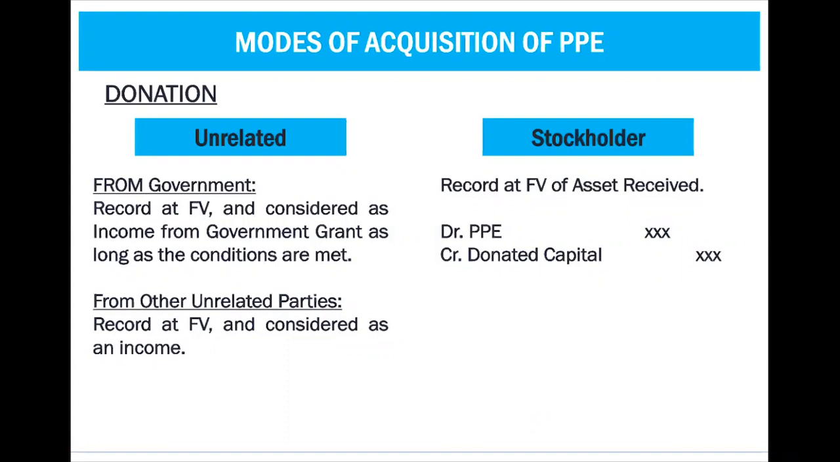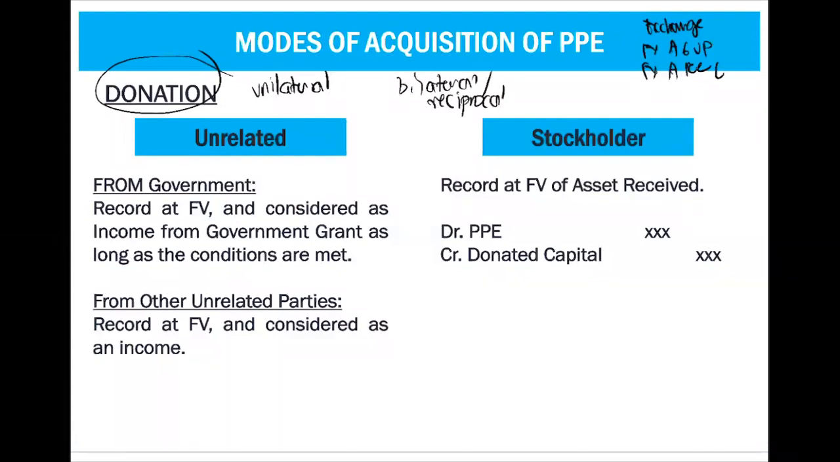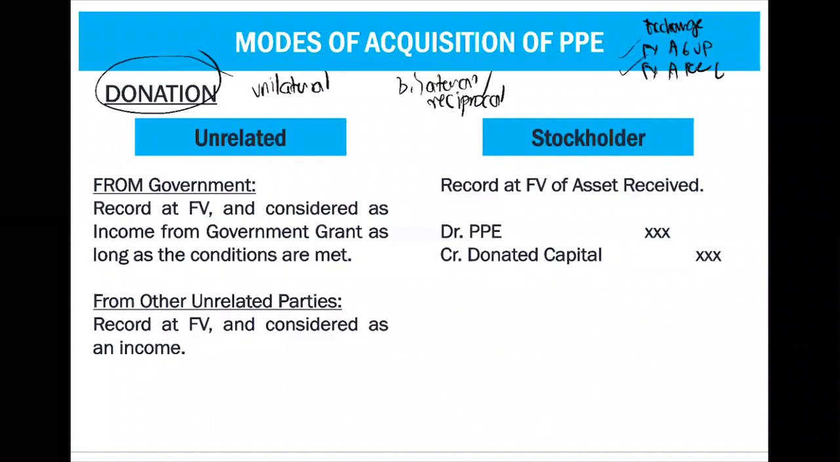Okay? So again, donations should be grouped either as donation from unrelated parties or donation from your stockholder. So we start first from your donation from your stockholder. Remember your GRG, whenever there is an exchange, fair value of asset given up, fair value of asset received. In a donation, since this is unilateral, it is not a bilateral or reciprocal transfer. Kanina kasi reciprocal kaya alam natin yung given up at saka receive.